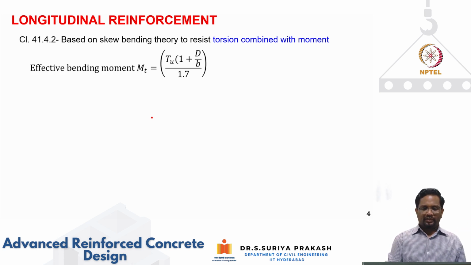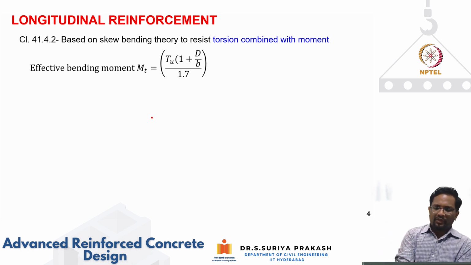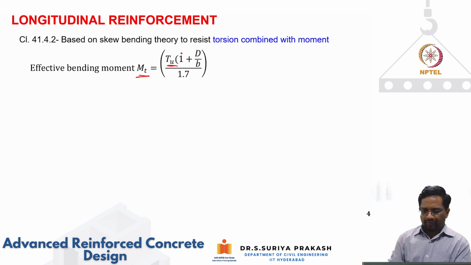So let's see the effective bending moment, what is it? We also derived this expression, right? So how do you get this effective bending moment? Torsion is actually converted into an equivalent bending moment, using this equation which we have seen, Tu into 1 plus D by b by 1.7.